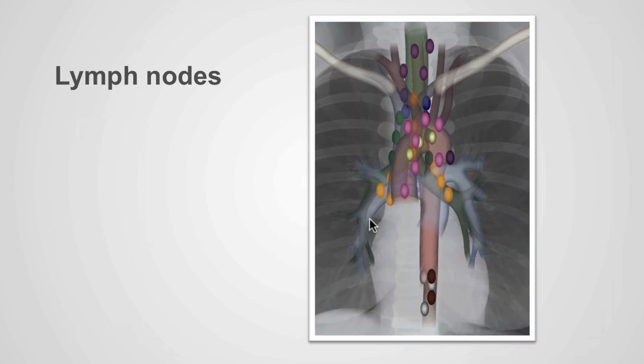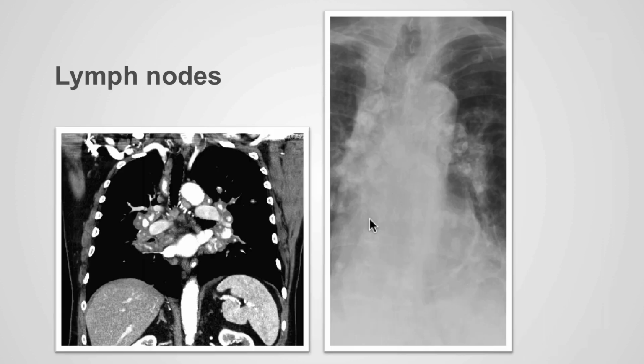Lymph nodes are present throughout the mediastinum, through all compartments. On this CT examination, we can identify numerous lymph nodes that contain calcifications. When we look at the PA X-ray, these calcified lymph nodes would account for the numerous additional white densities that we have throughout the mediastinum that we do not see on normal examinations.